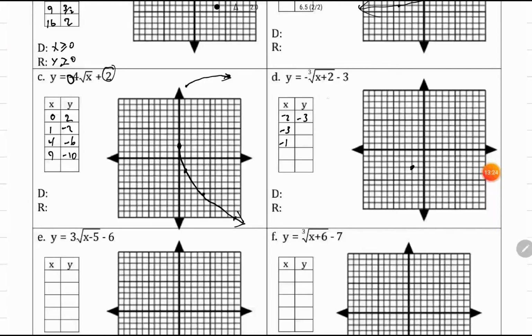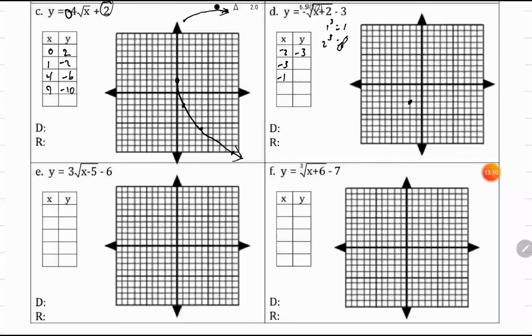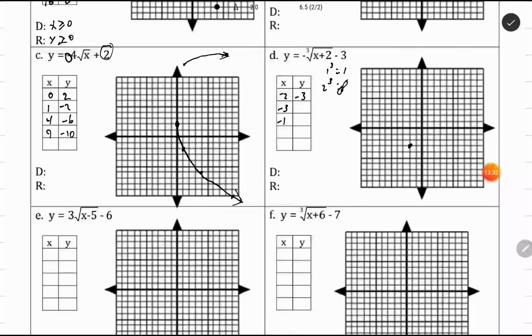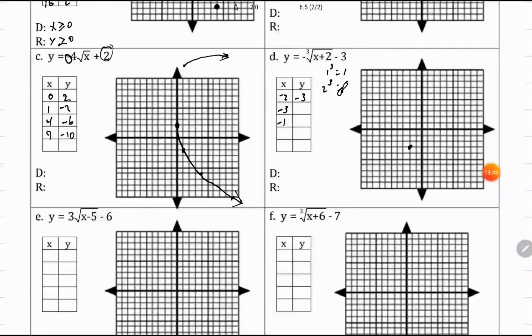Let's review again. 1 cubed is 1, 2 cubed is 8. So I'm going to take my x value. I started with negative 2, negative 3. I'm going to add 1 to it, both sides, and then I'm going to add 8 to both sides of negative 2. So this is negative 10 and 6.